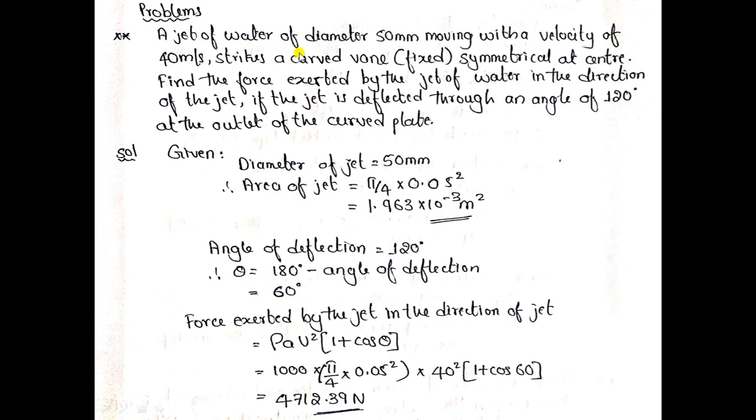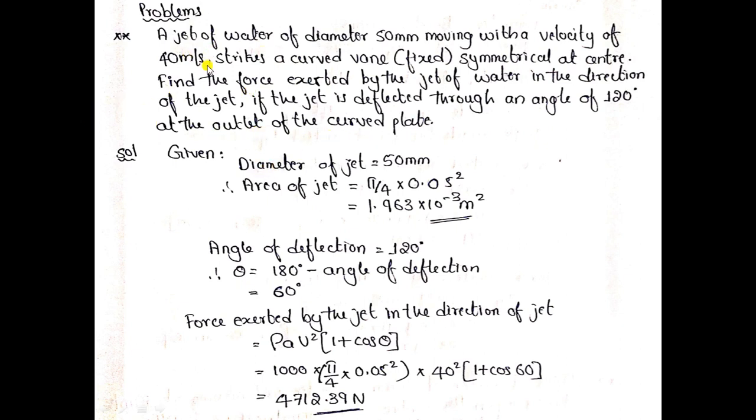A jet of water of diameter 50 millimeter moving with a velocity of 40 meters per second strikes a curved vane fixed symmetrical at center. Find the force exerted by the jet of water in the direction of the jet if the jet is deflected through an angle of 120 degrees at the outlet of the curved vane.